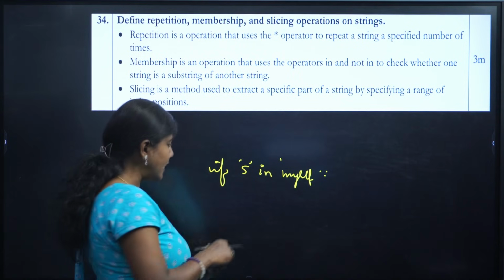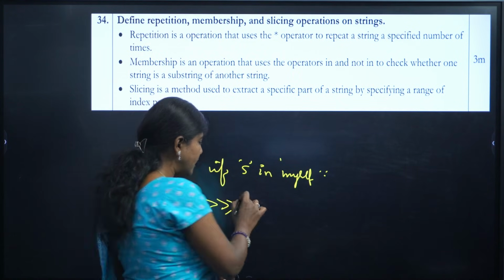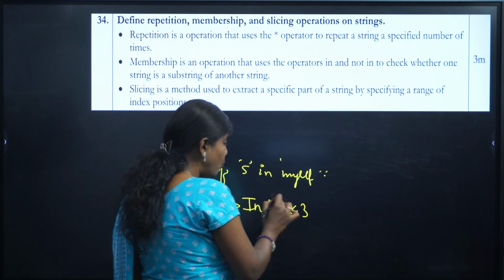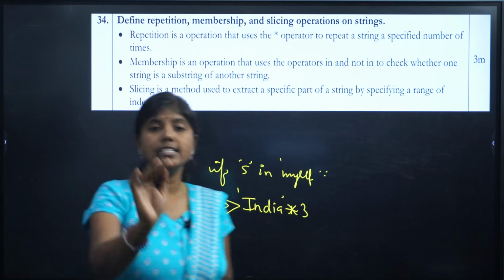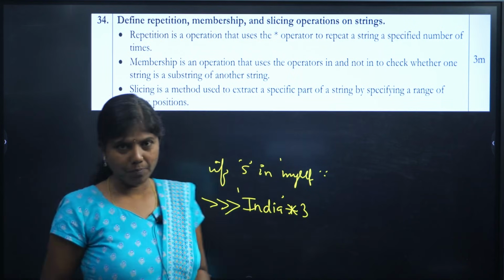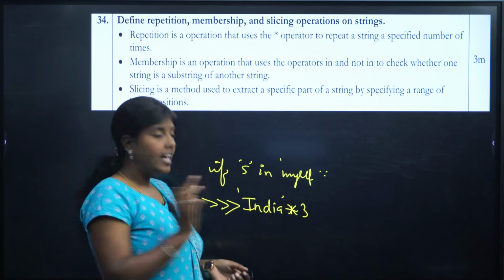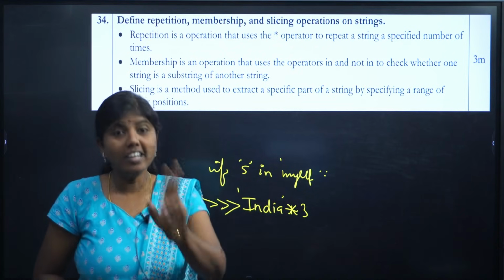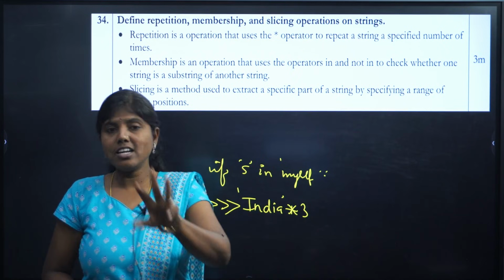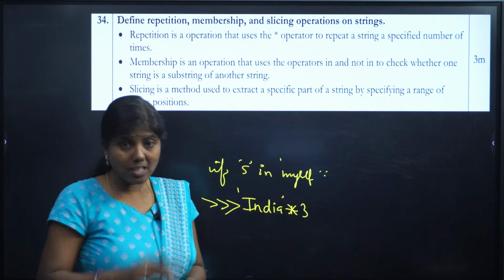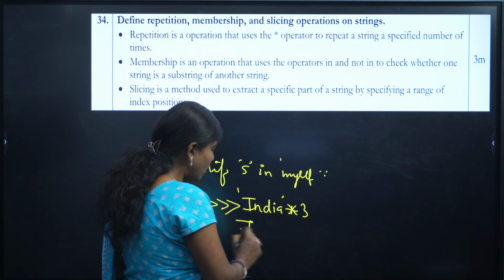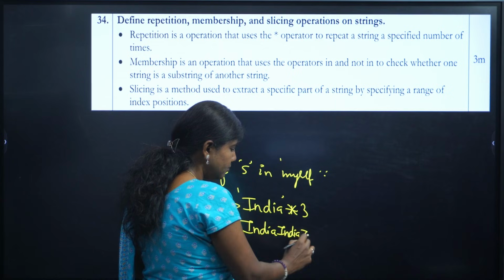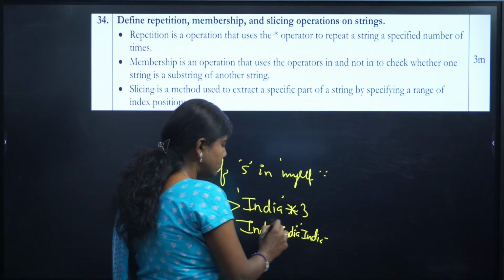Repetition means what? Let's consider that I'm going to write it like this: India star 3. What is India? India is a country. What is it now? India is a string, and then we have a star 3. The star is a repetition operator. Here what is the output? It repeats India 3 times. The output will be like this: India, India, India. So it's going to print the string 3 times.